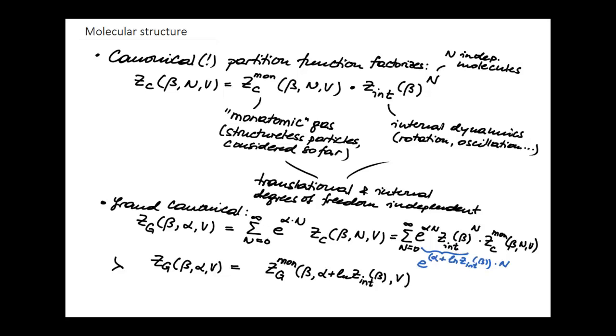So you see that the way that you account for internal dynamics of the molecules in a gas is you take the grand canonical partition function of a structureless gas, of a monatomic gas. This is a function of beta, alpha, and volume. And all you have to do is replace the alpha by alpha plus the log of the internal partition function. And that's where the internal dynamics comes into play.